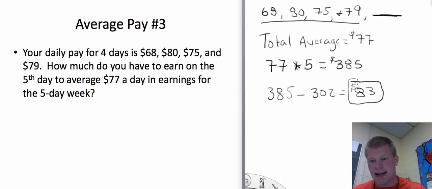That's how much we would have to work on that 5th day to get an average of 77. This 302 comes from adding these 4 numbers together, or you could just simply take 385, subtract out 68, then subtract out 80, then subtract out 75, then 79, and you would end up with this final answer.